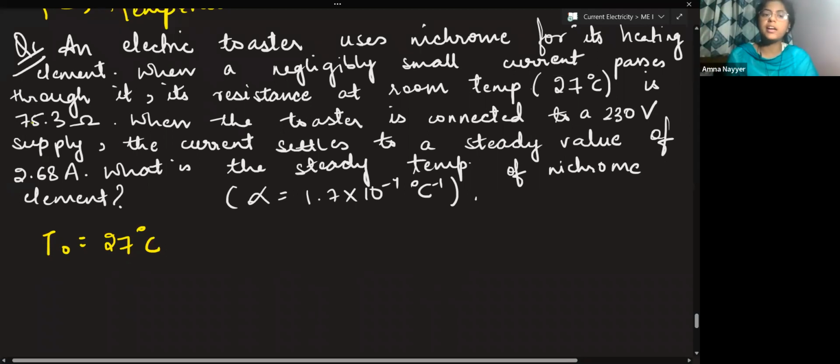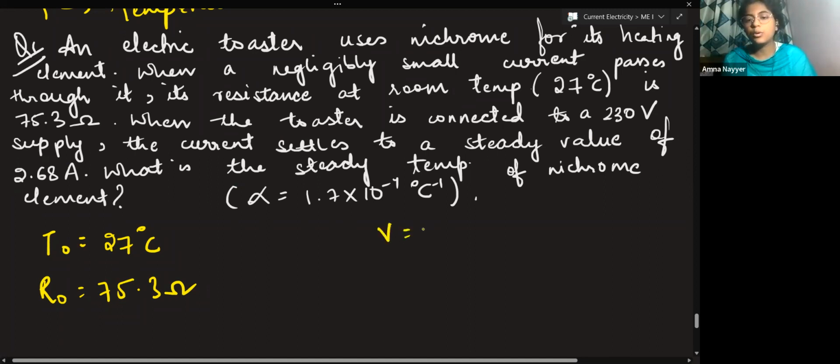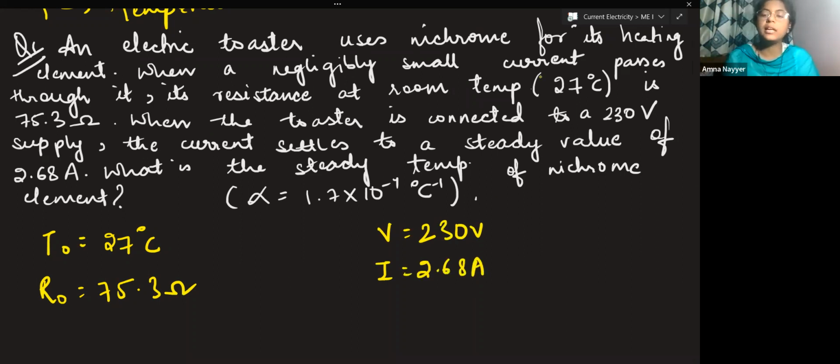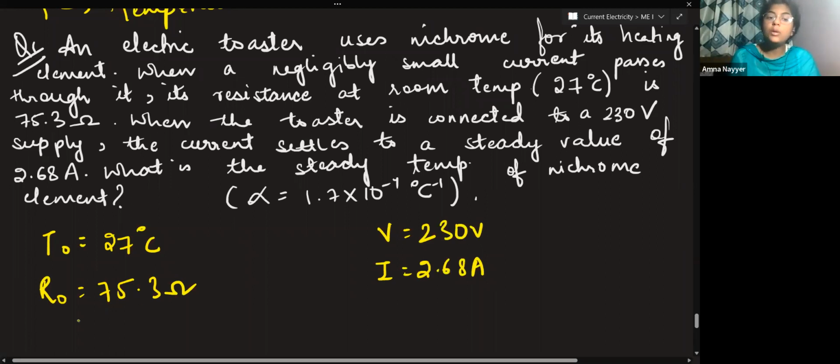It's mentioned 75.3. See, what does the line say? Its resistance is 75.3 at room temperature. So this is 75.3 ohms. Fine. It says when the toaster is connected to a 230 volt supply, meaning voltage is 230 volt, the current settles to a steady value of 2.68 amperes. This is the value of electric current that we get. Now, you have to find out the other temperature. And alpha is also mentioned.